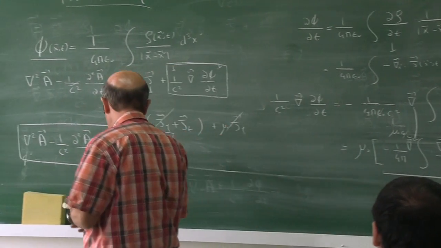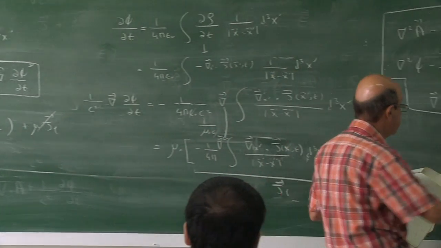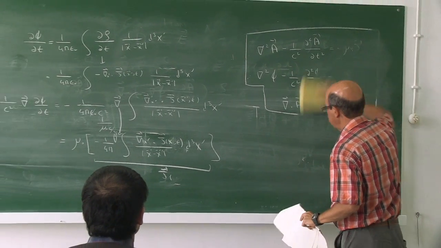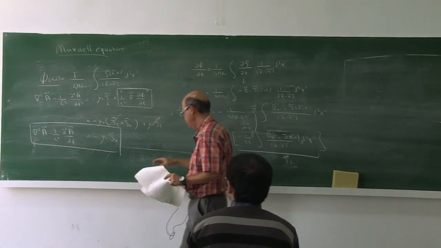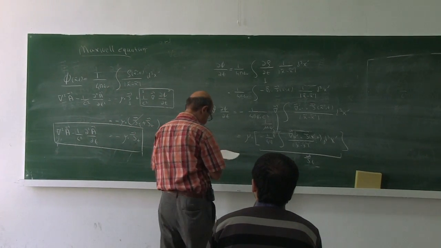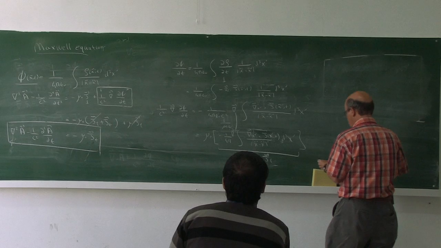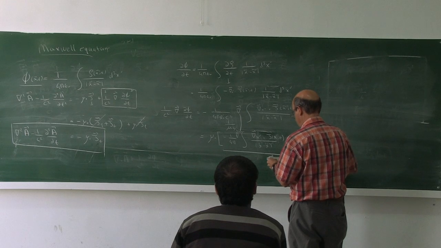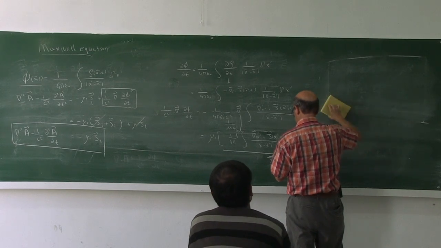So I have non-homogeneous wave equations for the Lorentz conditions, and I am saying that there is one non-homogeneous wave equation for the Coulomb conditions, and let me show you indeed it is. So consider the following integral first.